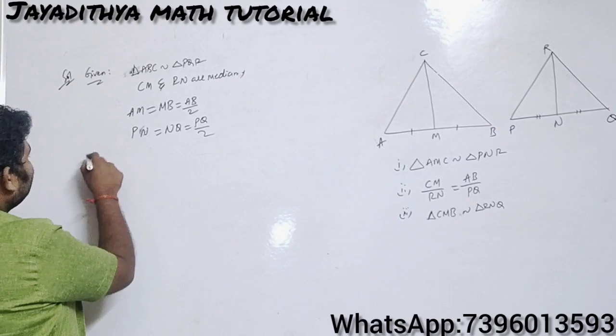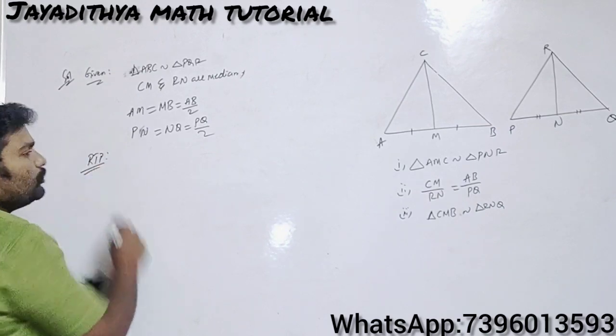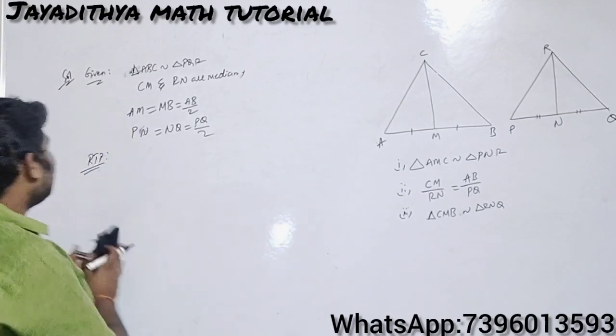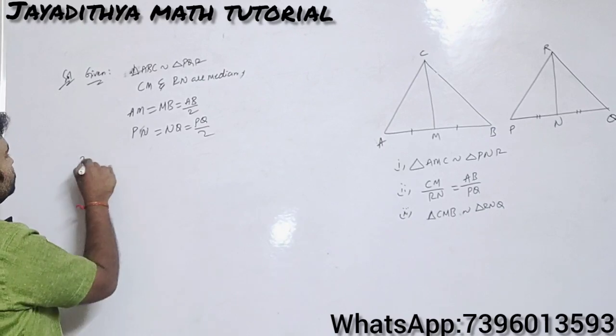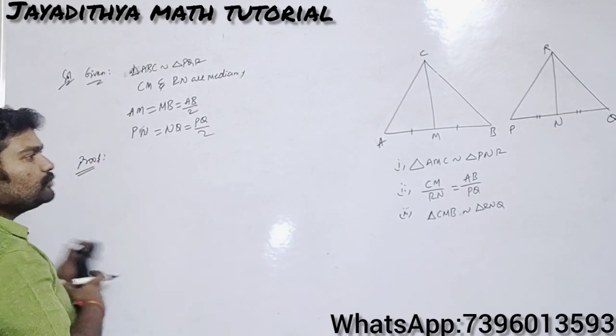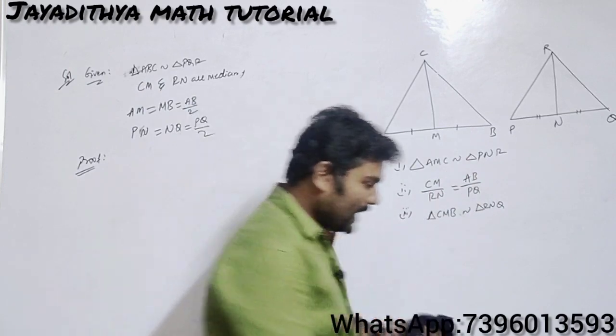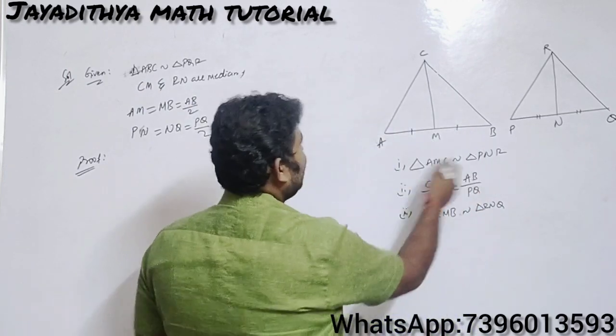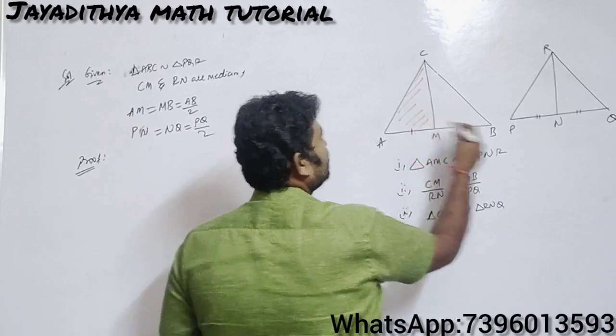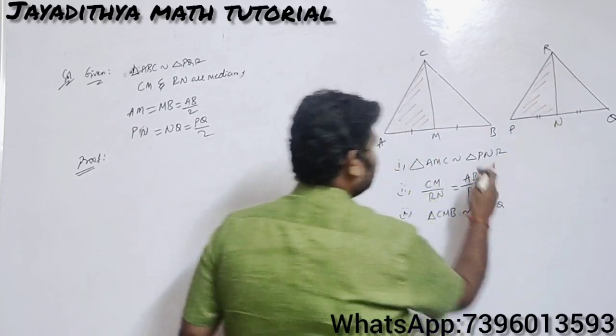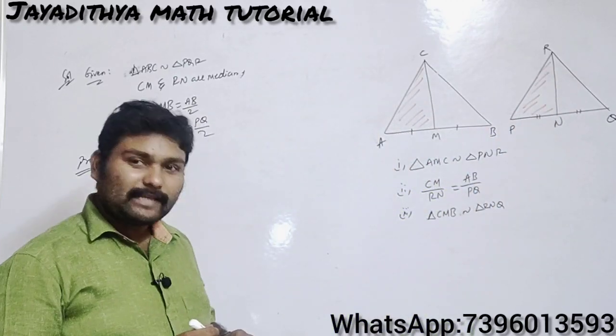So what we need to prove here? You need to prove all these three, write them here, and I am going directly to the proof. How to take the proof? First you see triangle AMC and PNR. What are the triangles he is asking us to prove? This is AMC and you should prove PNR. You should prove these two triangles as similar triangles.